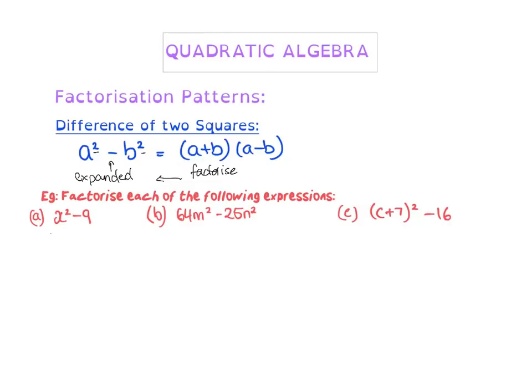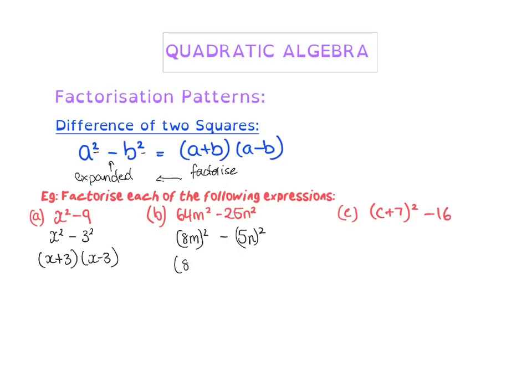For this first one, we can see it is a difference of perfect squares because we've got x squared, and we could write 9 as 3 squared. Once we know that, we should recognize the pattern, and we know that it factorizes to x plus 3 and x minus 3. If we look at this next one, 64m squared: 64 is actually 8 squared, so I could write this as 8m squared, and I could write the 25 as 5n squared. So now we have a squared term minus another squared term.